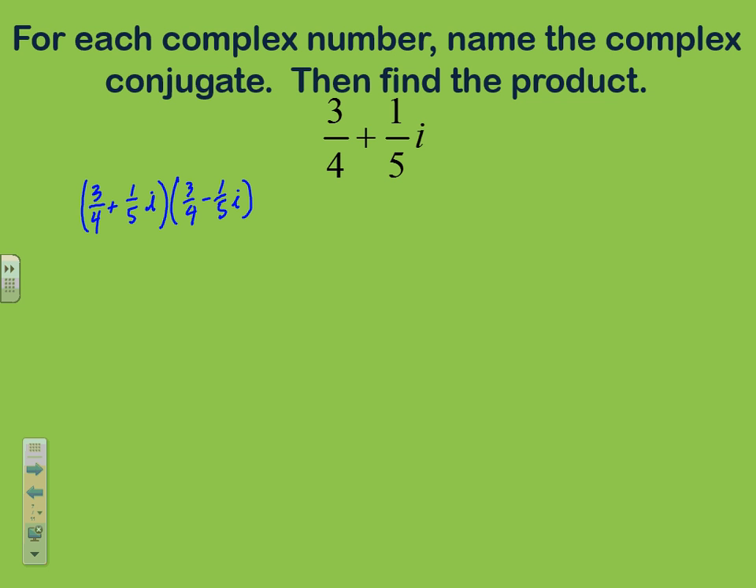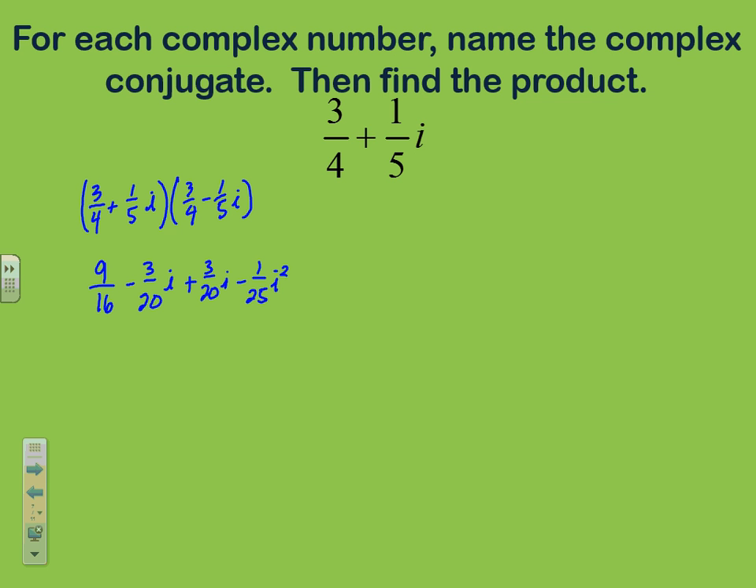Now we can do this again both ways. We can FOIL it because we're used to FOILing, or we could use the rule. So I'm going to just FOIL first and see what we get. 3/4 times 3/4 gives me 9 over 16. 3/4 times negative 1/5 I will give me negative 3 over 20 I. And then next we're going to get 1/5 I times positive 3/4, so that'll give me positive 3 over 20 I. And then the 1/5 together will give me a negative 1 over 25 I squared.